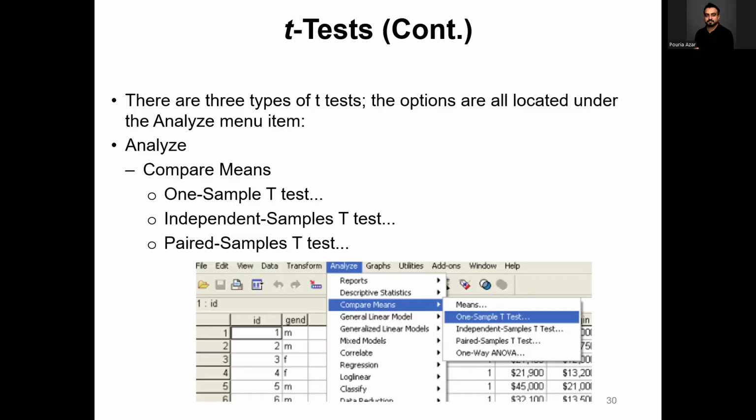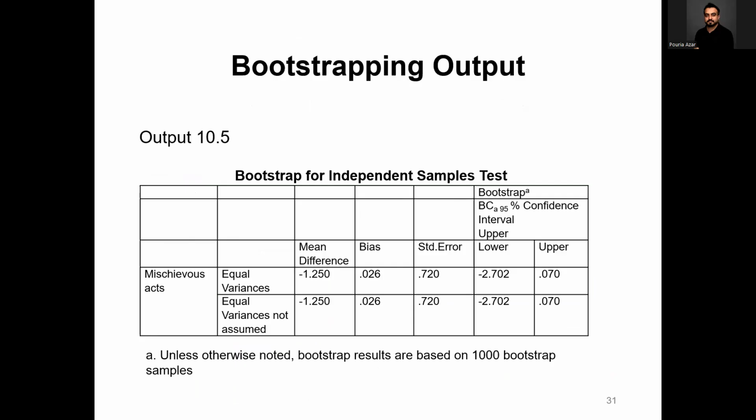Independent sample t-test is what we saw, and the paired sample t-test is comparing the mean value of the dependent variable within subjects, pre and post measurements.